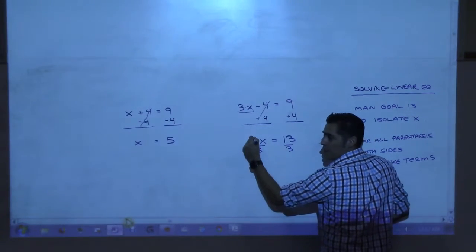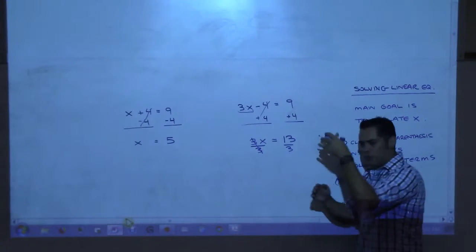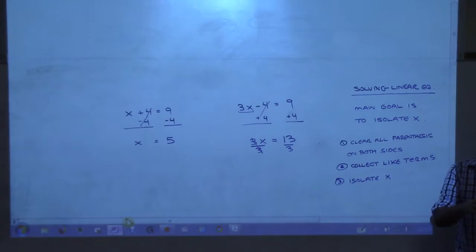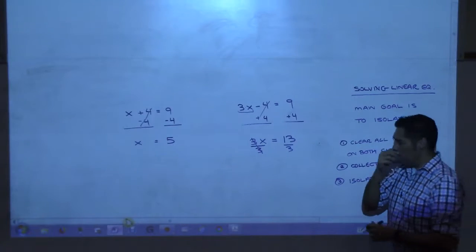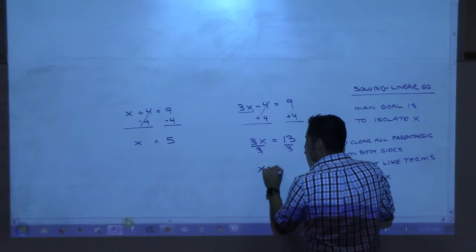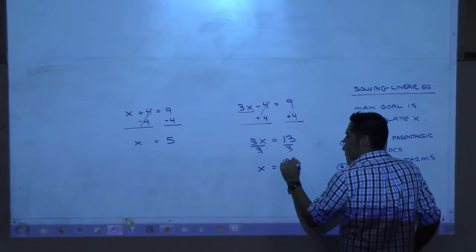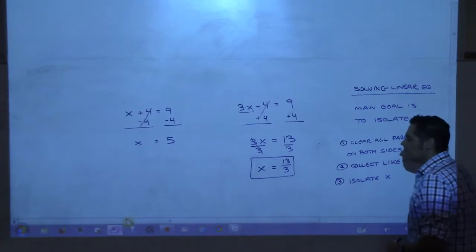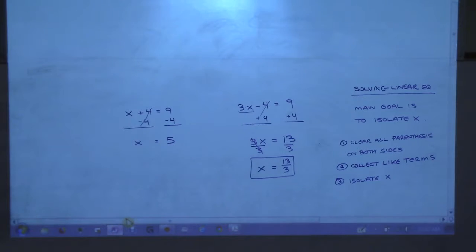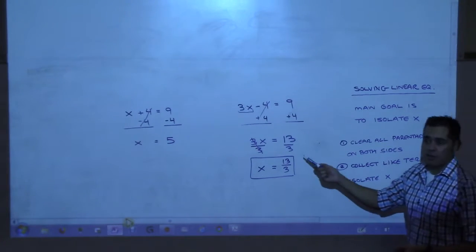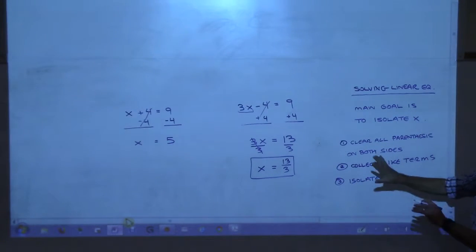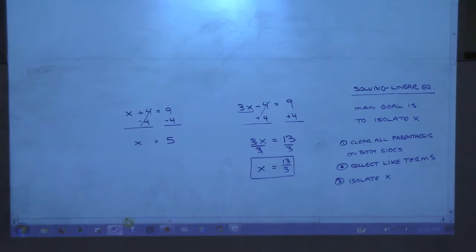These 3's cancel. It's actually 3 over 3. 3 divided by 3, which is 1. So we get x here, and then equals this right here. We'll just leave it, 13/3. And we'll be done. So the answer is 13/3. You leave it as an improper fraction. You don't need to do anything else.